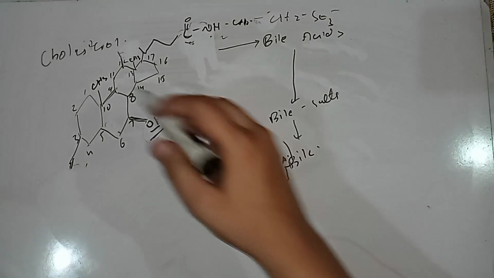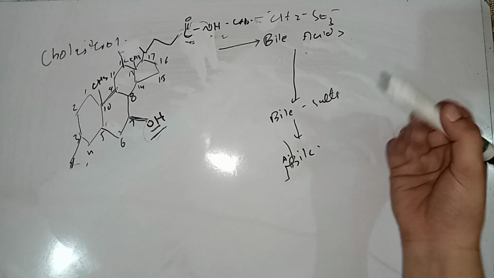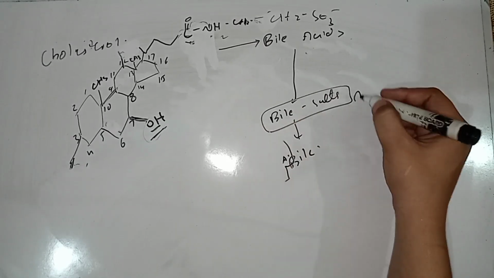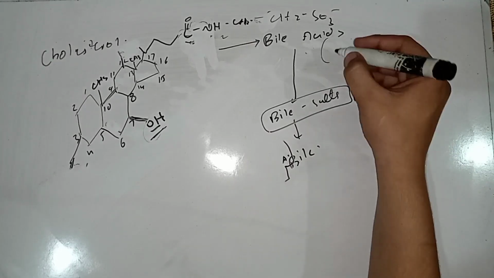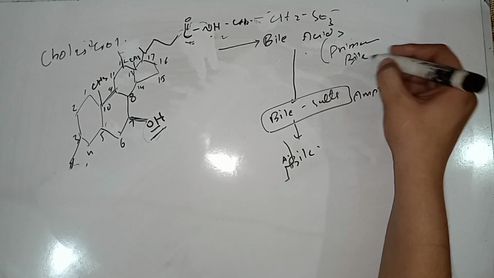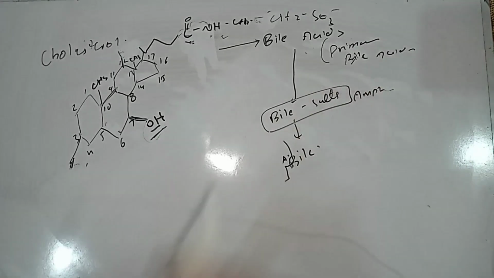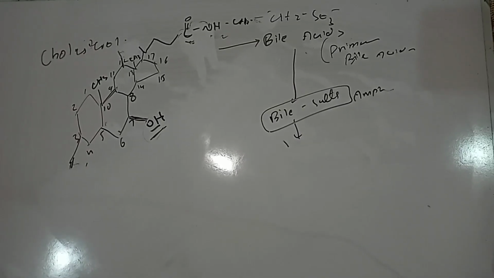So the liver converts cholesterol to bile acids, and bile acids are converted in the liver into bile salts, and bile salts are amphipathic compounds. These are primary bile acids synthesized in the liver. So what function do they perform in the bile?